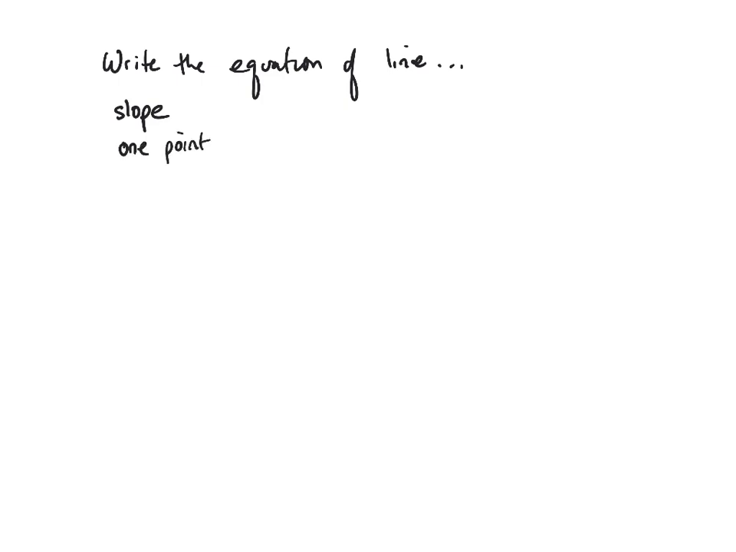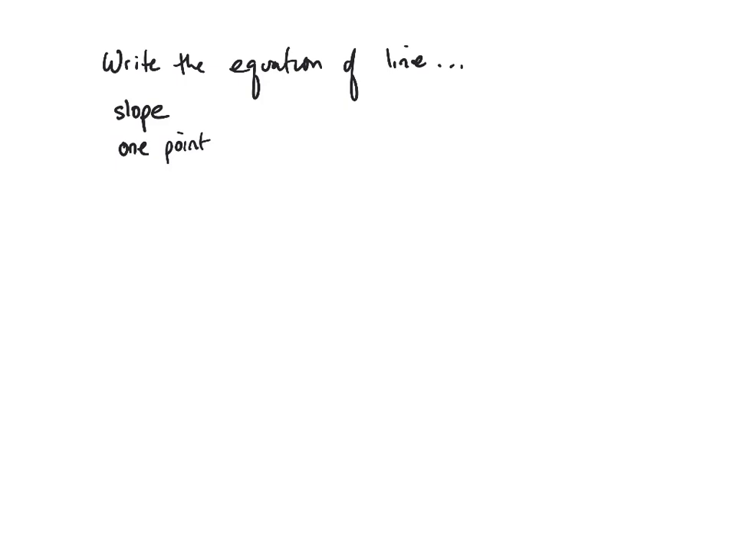This video is to address the idea of anytime we're asking you to write the equation of a line. One thing to know is that you have to be given certain information, or at least the ways to determine certain information. So you need to be able to find out the slope of the line, and you need to know at least one point on the line.